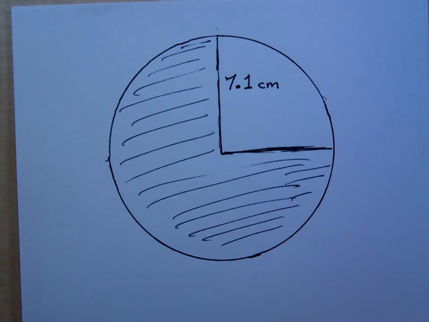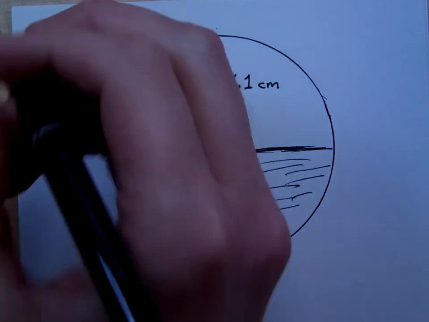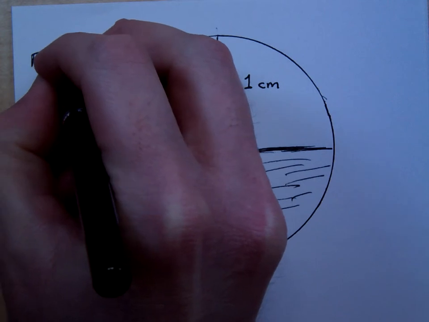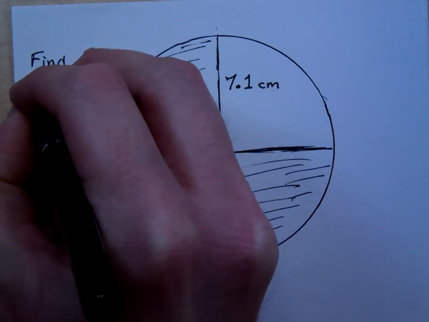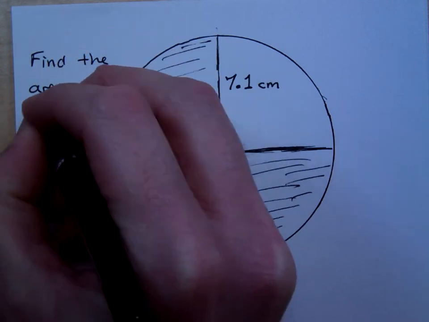Here's one of those fun little problems that you would see on your test, where I would ask you to find the area of the shaded region. So find the area of the shaded region.